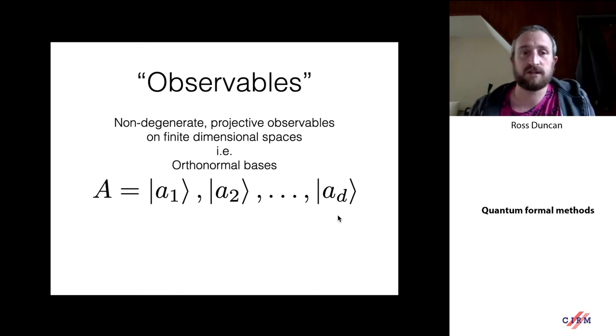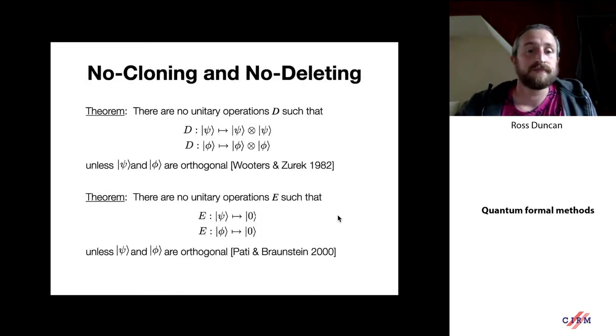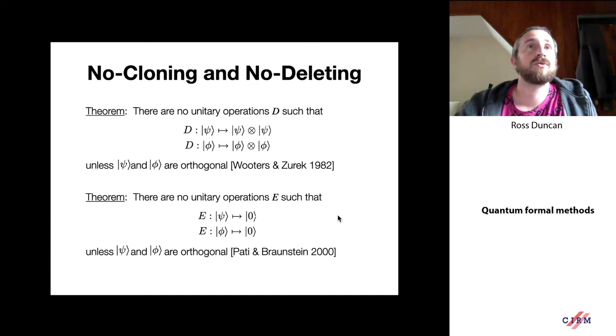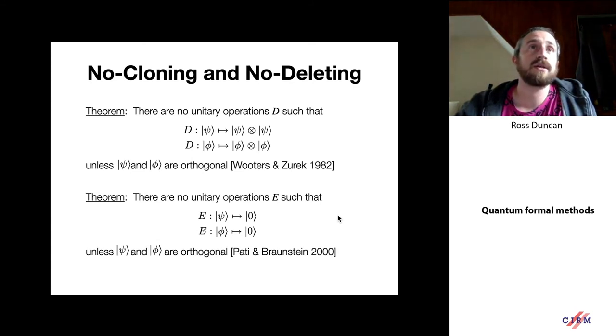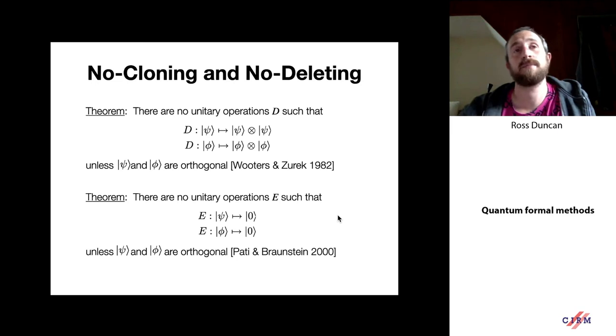Now, let's revisit the no-cloning and no-deleting theorems. So we know, thanks to Wootters and Zurek, that there's no unitary operation D that can map psi to two copies of itself, and also phi to two copies of itself. So there's no uniform cloning operation, unless it should happen that psi and phi are orthogonal. And similarly, Pati and Braunstein have proved that you can't map two non-orthogonal states to the same state, which would be erasing if you could.